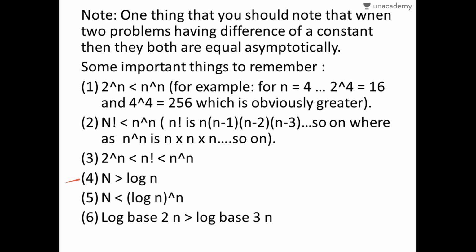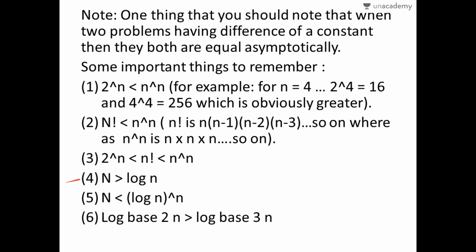Now the fourth rule says that n is greater than log n. If you put the value of n equal to 2, then log 2 will be 0.3. So obviously 0.3 is smaller than 2. So that's why this rule came. Now the fifth rule says that n is smaller than log n to the power of n. I will explain this rule when we do questions.